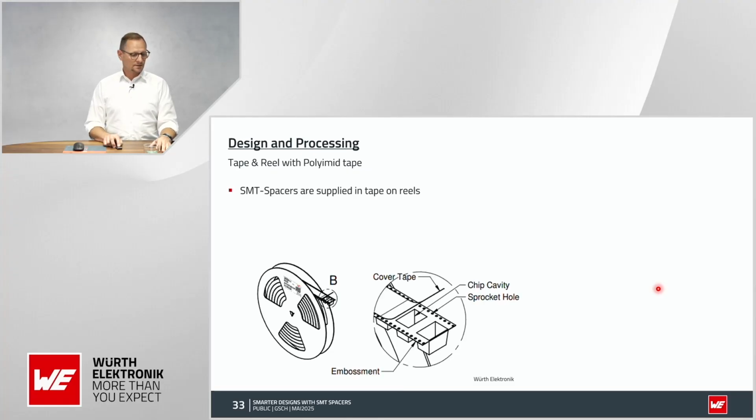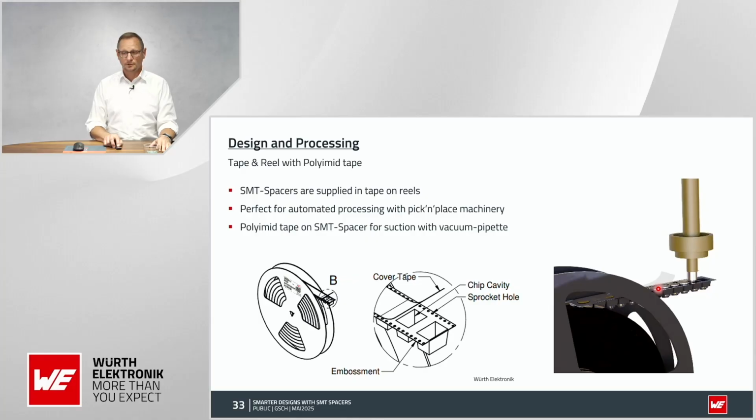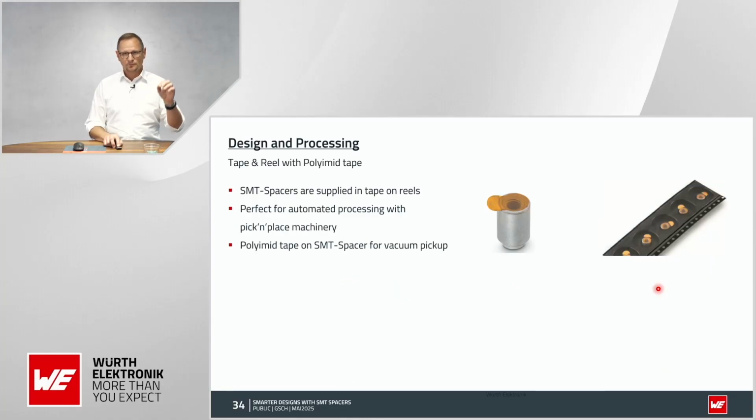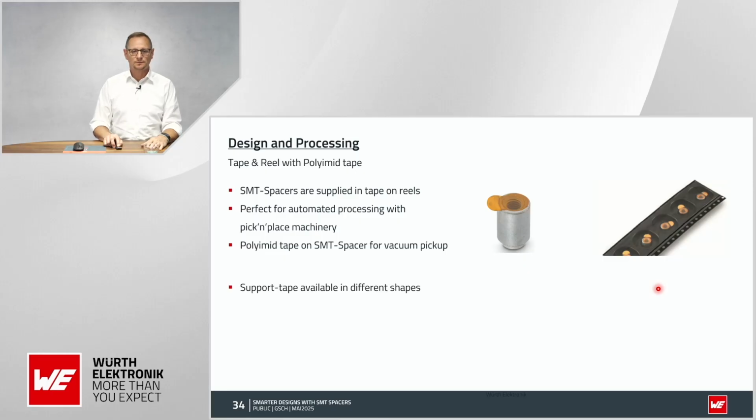The components come in a tape and reel with polyimide tape, so it can be easily drawn out of the tape, and the pick and place machine will place it on the right position. The tape and reel components come with a Kapton foil on top, and sometimes they have this little flap to remove it afterwards. But the Kapton is important to draw the component out with a vacuum pipette out of the tape and reel.